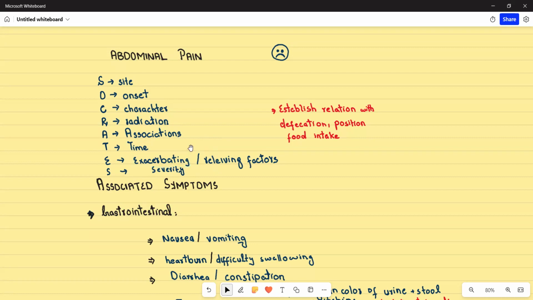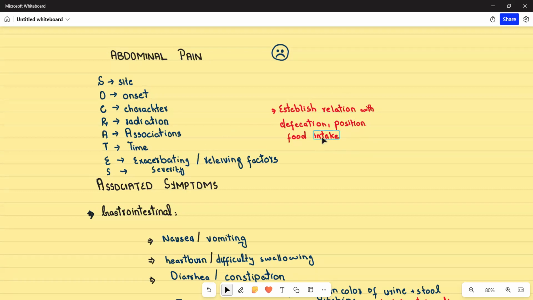And while asking exacerbating and relieving factors, try to establish a relation of the pain with bowel movement, position of the body, and food intake, because it can serve as a pointer towards certain specific diagnoses. So if the pain increases with bowel movement, it can indicate something like IBS. If the pain changes with position, if it increases on leaning backward and decreases on leaning forward, then it can mean that the patient might have pancreatitis.